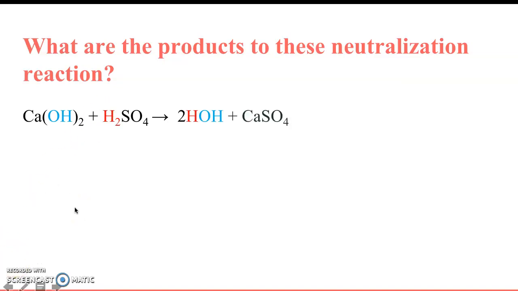Here is the overall balanced equation. So again, we have a base plus an acid makes water. This is a double replacement reaction, so the H is swapping with the calcium. When those switch, we have HOH. You could also write this H2O, either way. Plus the salt, so we have calcium with a +2 charge, sulfate from table E with a -2 charge. You crisscross and reduce, and here is our salt.